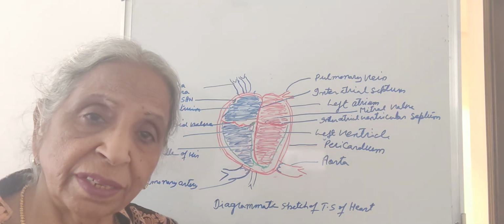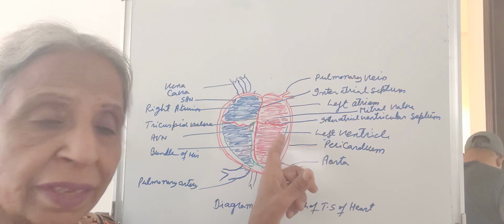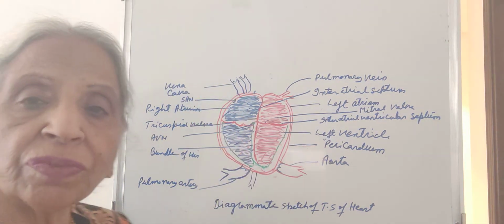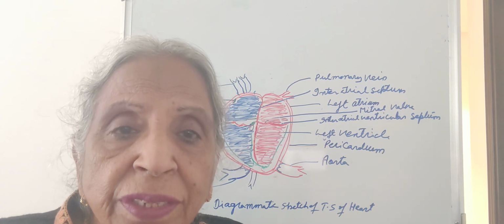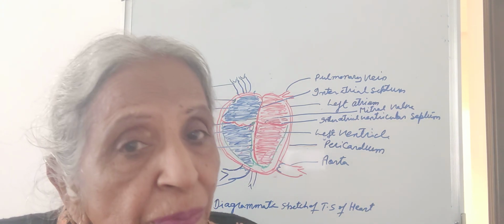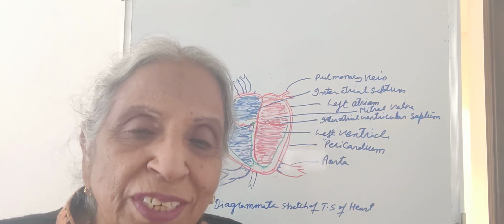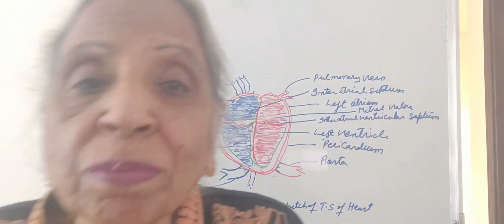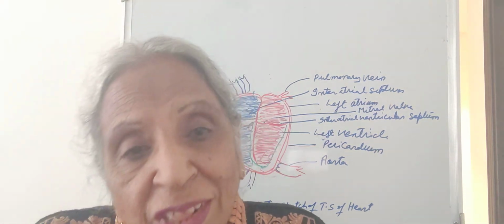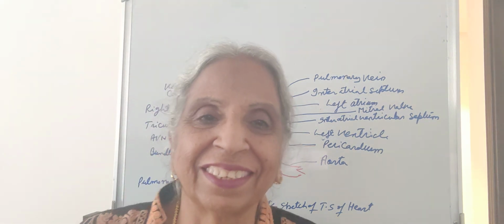All the vessels coming into the heart, such as the pulmonary vein, anterior vena cava, and posterior vena cava, are called veins. All the veins carry impure blood except the pulmonary vein. So remember this point: all veins contain impure blood except the pulmonary vein, and all arteries contain pure blood except the pulmonary artery.